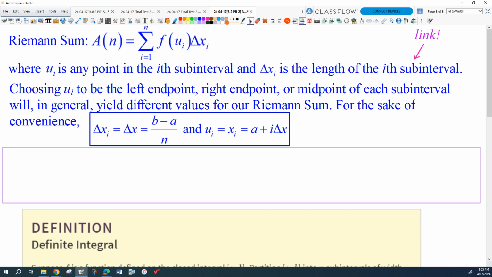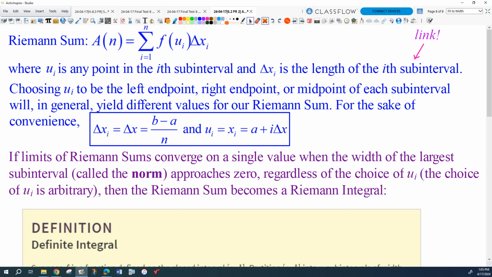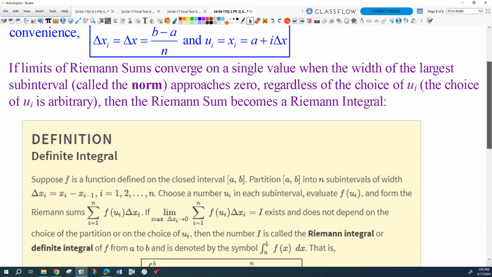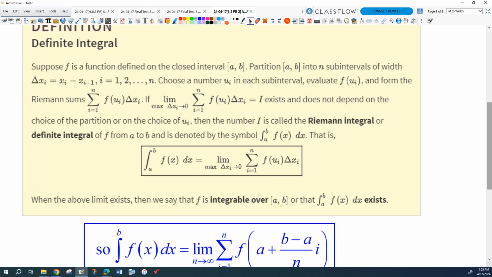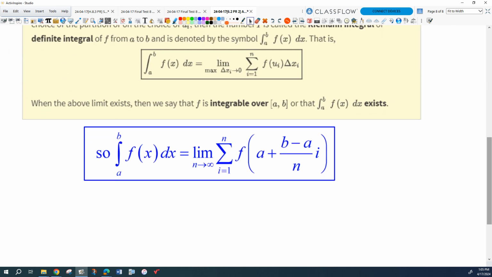And here's a summary of what we just talked about. If the limits converge on a single value, then this is how we find the area. We take the limit of the sum of f of a, oh, where's delta x? Man, I really messed that up. What's missing from this? The delta x at the end, yeah. Right, I should have at the end of that, b minus a over n, delta x, okay?